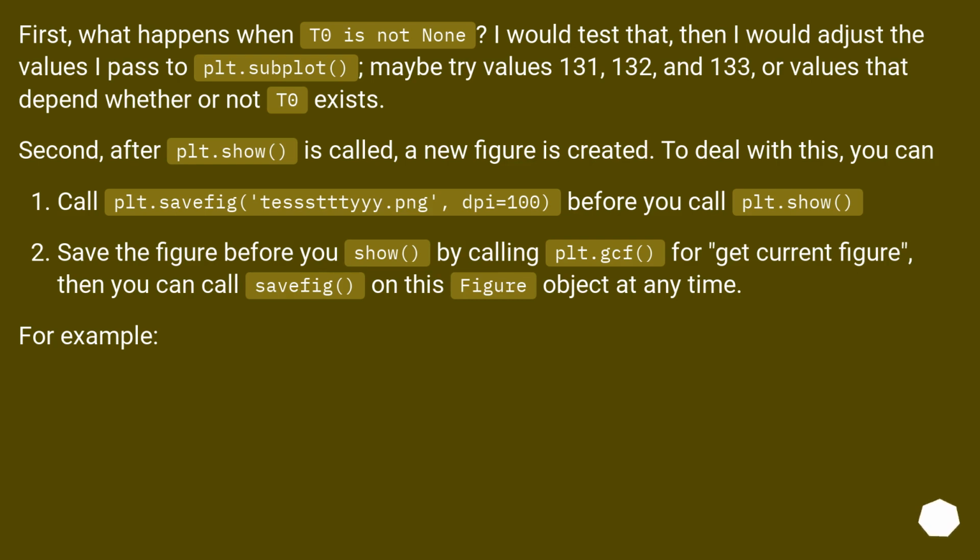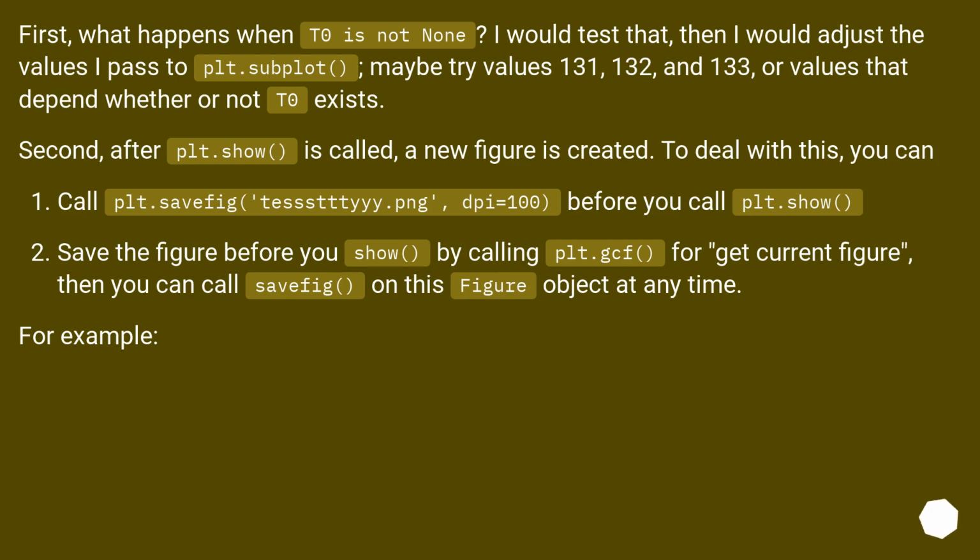Second, after plt.show is called, a new figure is created. To deal with this, you can call plt.savefig(dpi=100) before you call plt.show. Save the figure before you show by calling plt.gcf for get current figure, then you can call savefig on this figure object at any time.